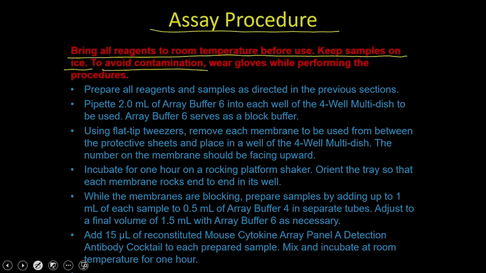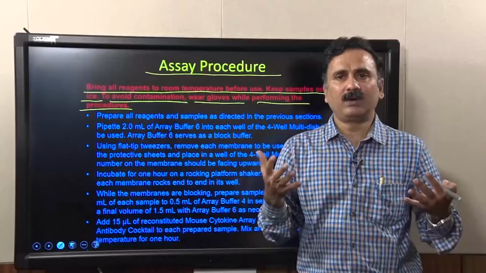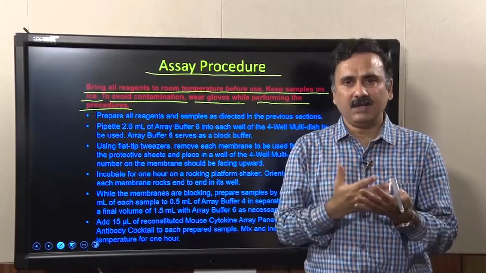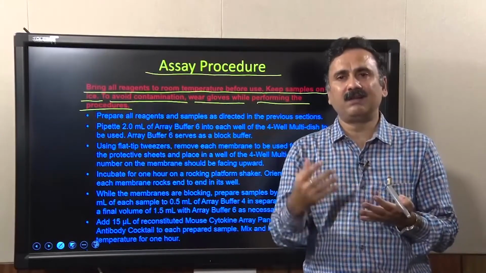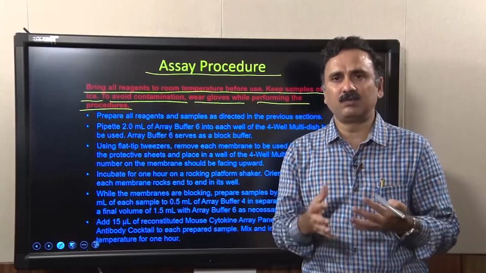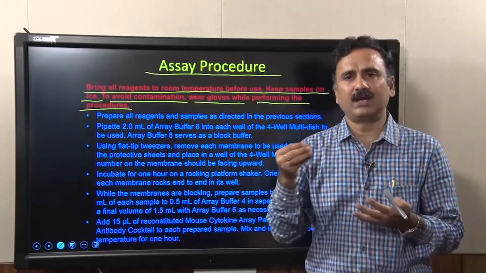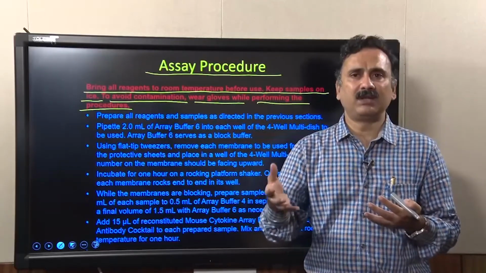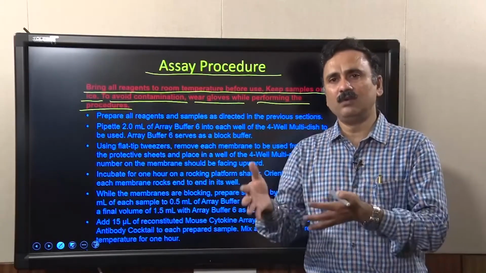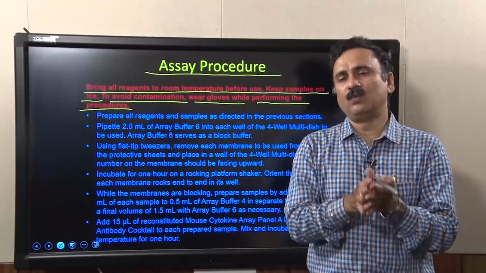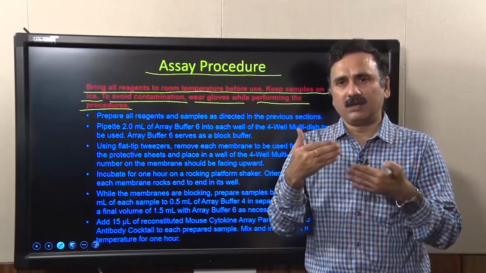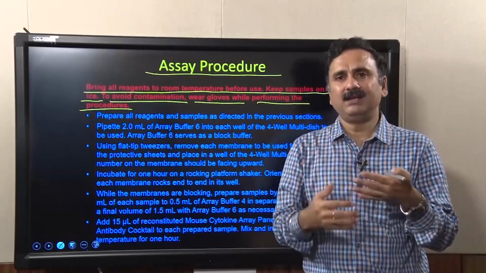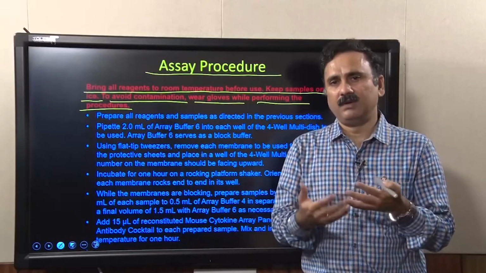To avoid contamination, you have to wear gloves while performing the procedures, because human hands are made up of skin, and skin cells are very fragile. When you are doing all these procedures, skin cells can peel off and contaminate your sample, and that is going to give you variability. That is why you have to wear gloves, so that you do not add proteins from your body.